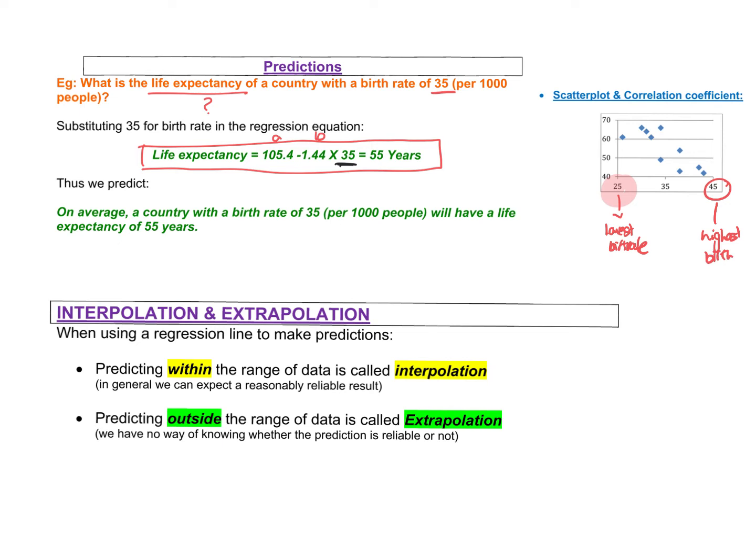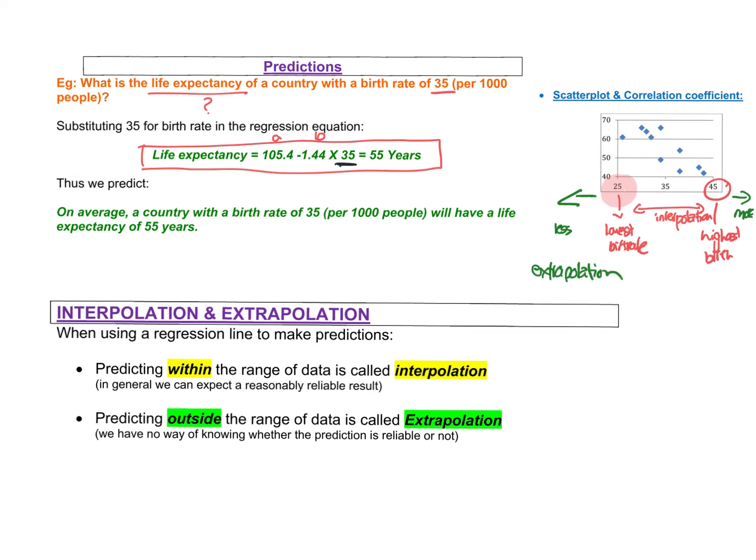So if you're predicting within here, in between the dots, in between the scatters, that's called interpolation. And we like to call that reliable. Why do we say it's reliable? Because we have seen the countries around that. We've got actual data around those birth rates, and we have actually seen what happens. If we predict out here, so if I predict less than that, or if I predict anything more, that's called extrapolation, and that's not really reliable.